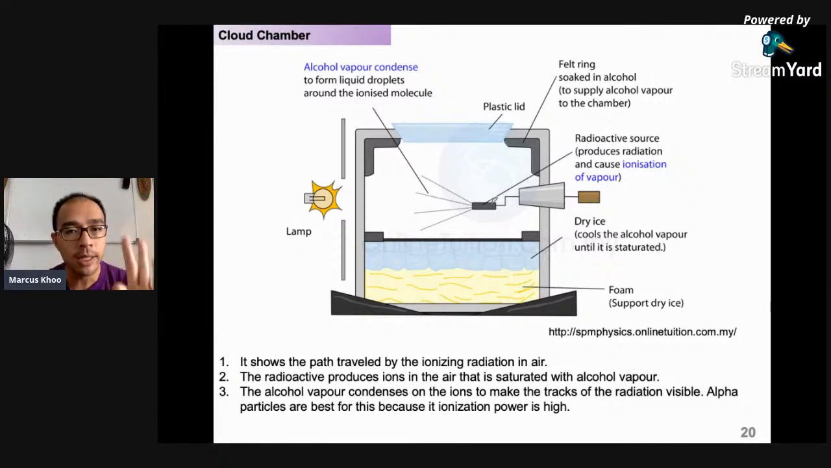Of the three, actually, the cloud chamber can detect all three. It's just that it is most obvious for alpha particles, because as I said, the ionizing power of alpha particles is very high. It is able to ionize the air, and in this case, it can ionize the alcohol vapor very easily. Now let me show you an example of how this ionization looks.